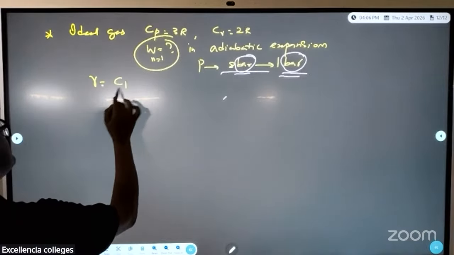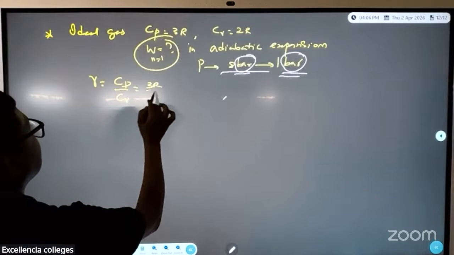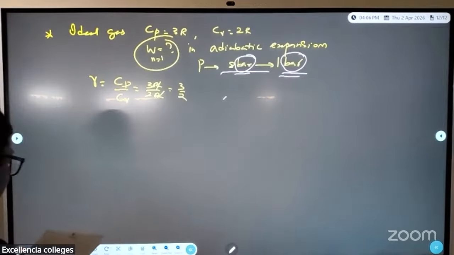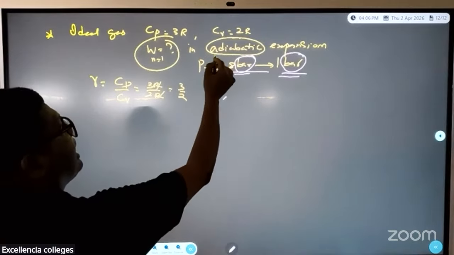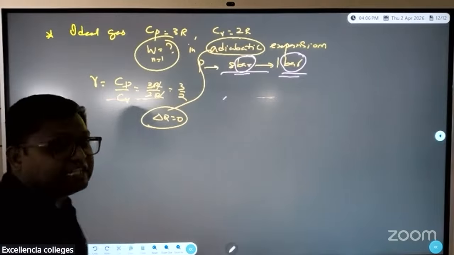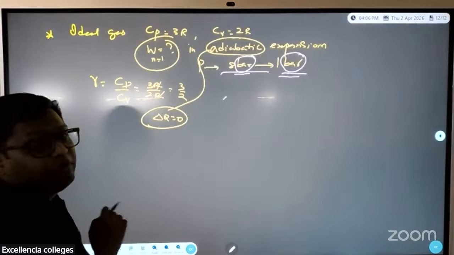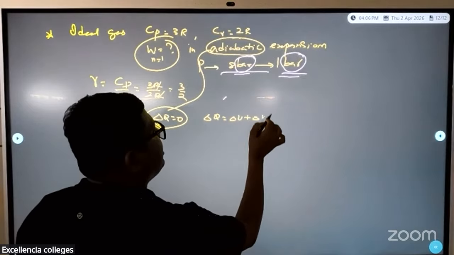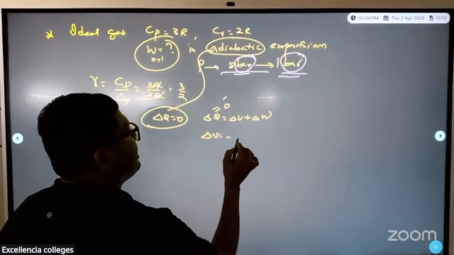Gamma, the ratio of the molar specific heats. How much is that? 3R divided by 2R, so 3 by 2 is the value. Also, this is an adiabatic expansion. In an adiabatic expansion, we know that delta Q will be 0. Adiabatic is commonly valid for an isolated system, for which delta Q will be 0. So delta Q is delta U plus delta W, and delta Q comes out to be 0, so work done is minus delta U.